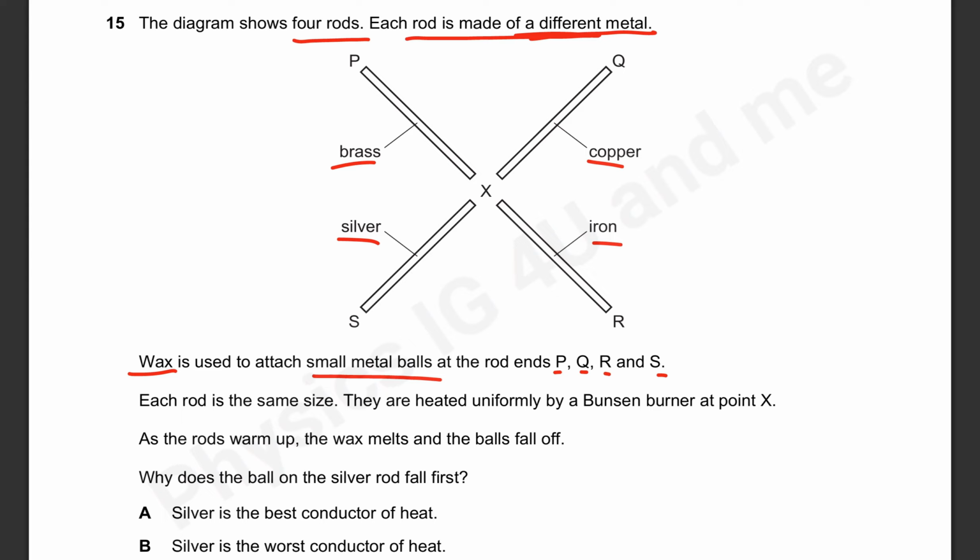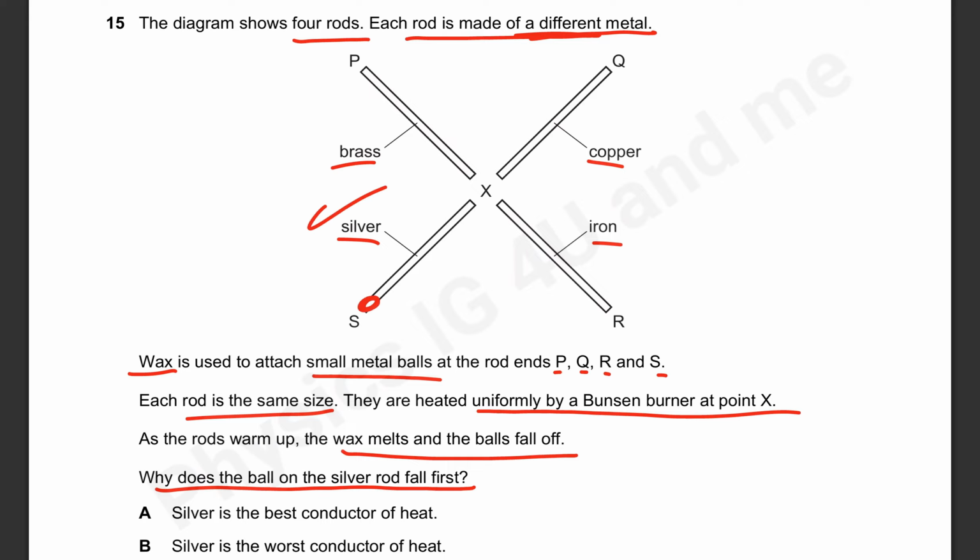Each rod has the same size. They are heated uniformly by a Bunsen burner. Okay? As the rods warm up, the wax melts and the balls fall off. The question is, why does the ball of the silver rod fall first? In the silver, the ball that is here will fall first.